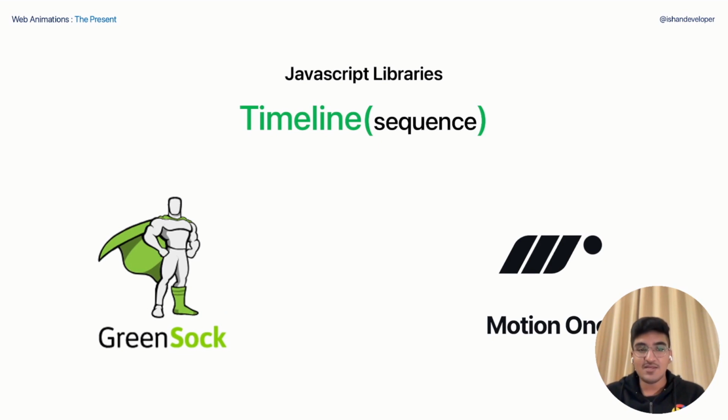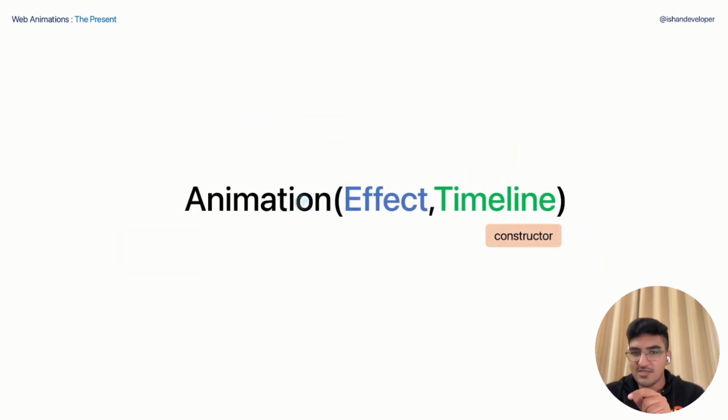Now, this timeline constructor is again a very interesting one. This accepts an array or a sequence of animations. And remember when I told you that the animation constructor was super cool? This is why. Because that animation constructor actually accepts two things. One is effect, which was the keyframes effect, what we were passing earlier. And the second thing is timeline.